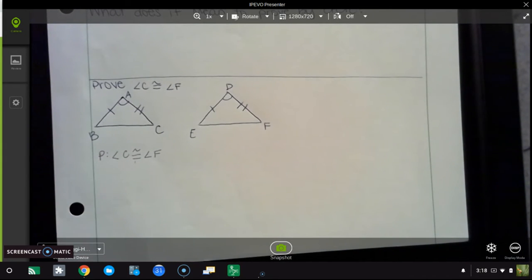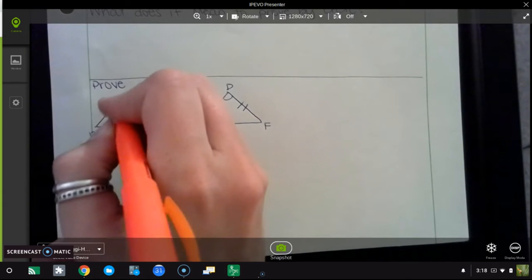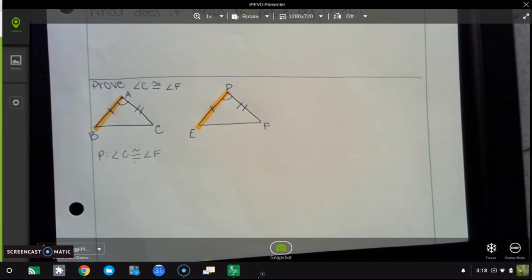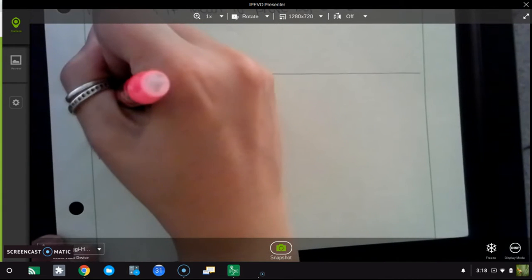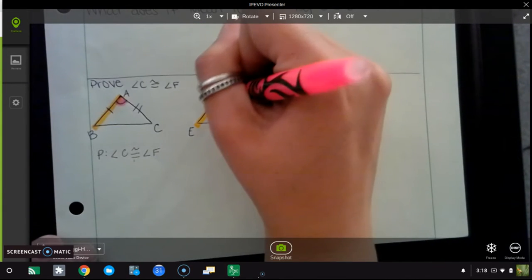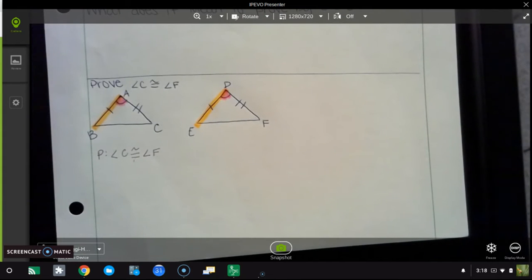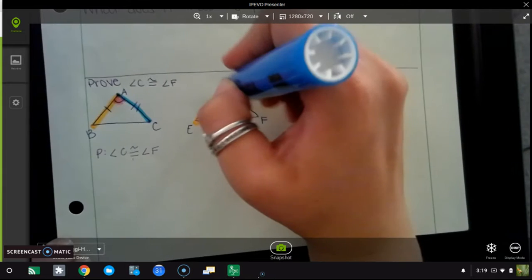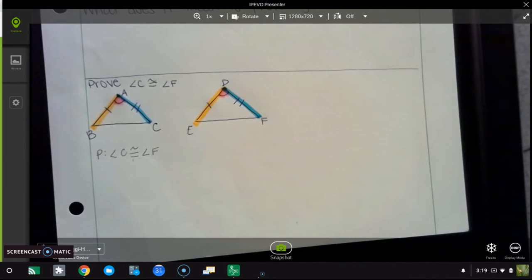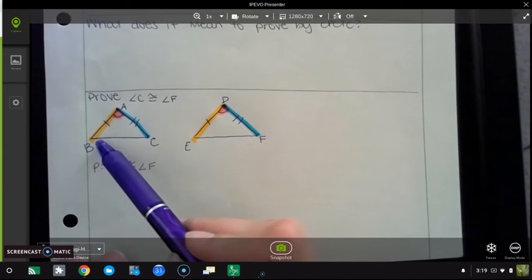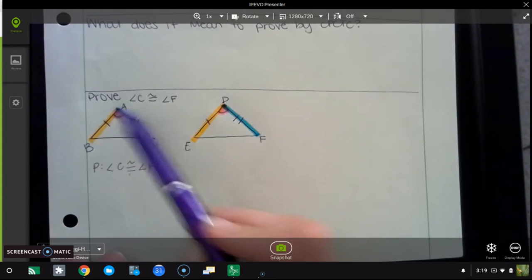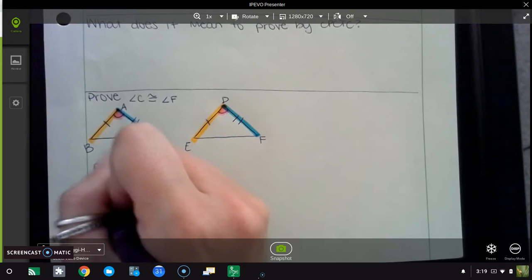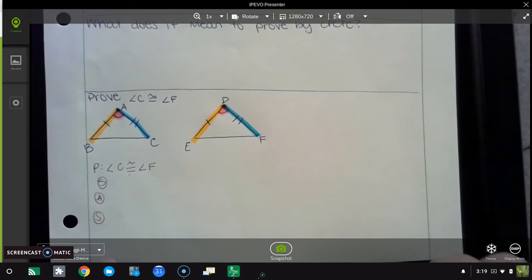So let's identify our corresponding congruent parts. I know that AB is congruent to DE. It also tells me this angle right here is congruent to this angle right here. And my last thing it tells me is AC is congruent to DF. So when I read this in order, starting here, I can say side, angle, side. So I'm proving these by side, angle, side. And let's write them down.